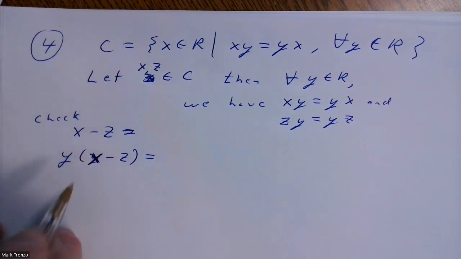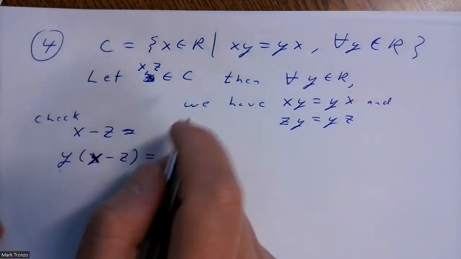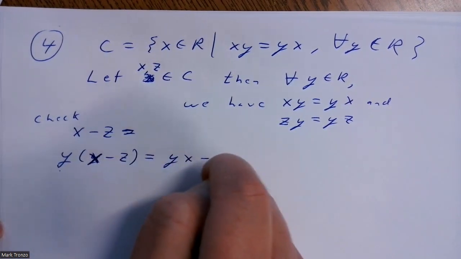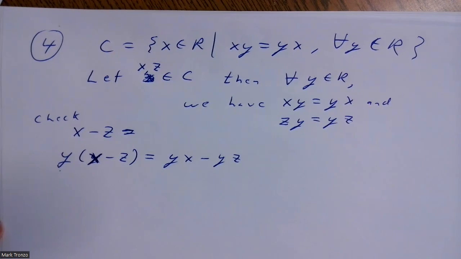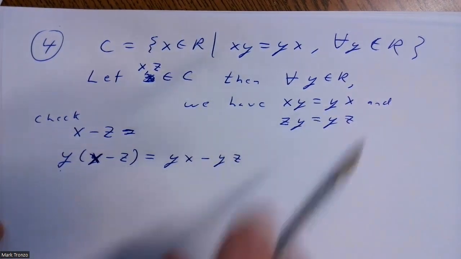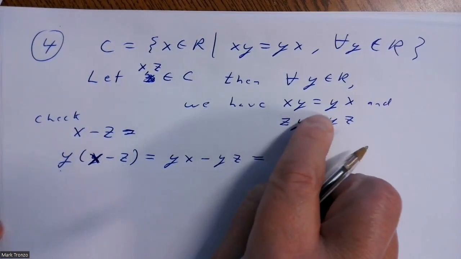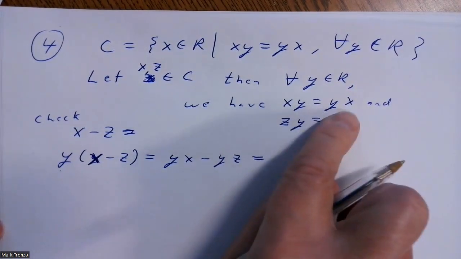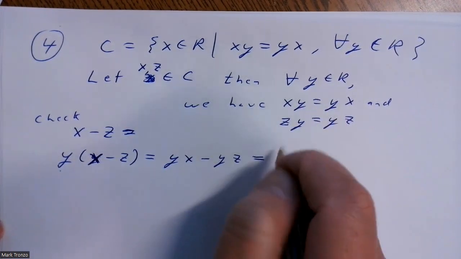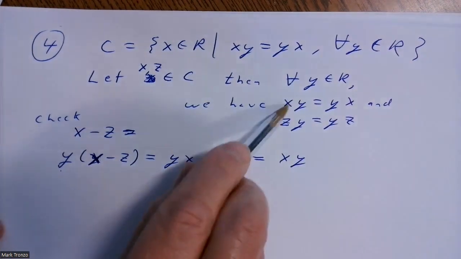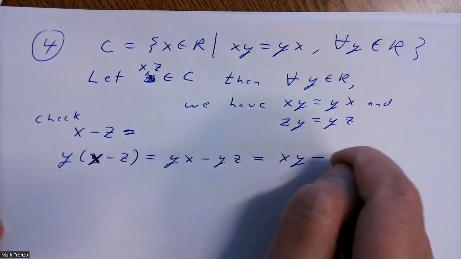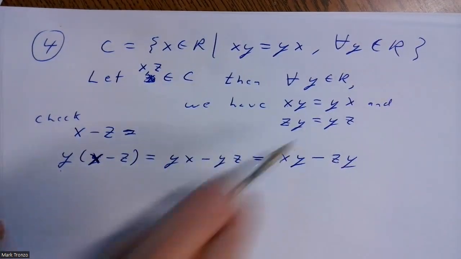Let's go through and use what we have up here. Yx minus yz, I just distributed that. And based on what we have up here, we're allowed to switch the order. So this is going to be equal to xy, because that's true, and I can use this zy, because that's true.